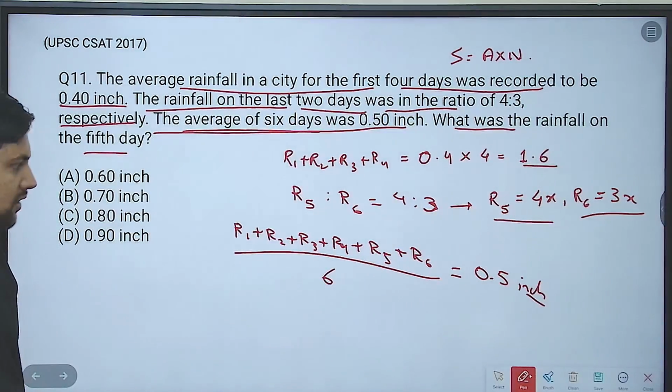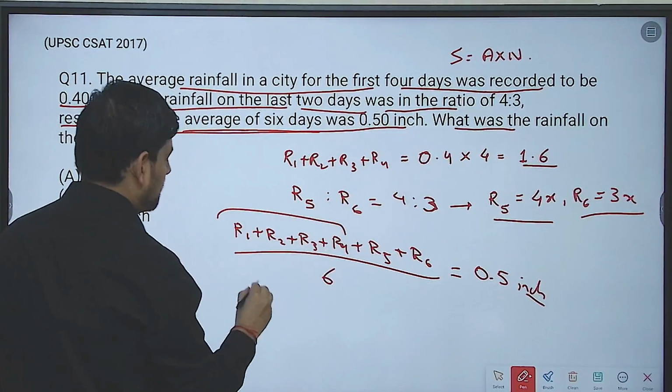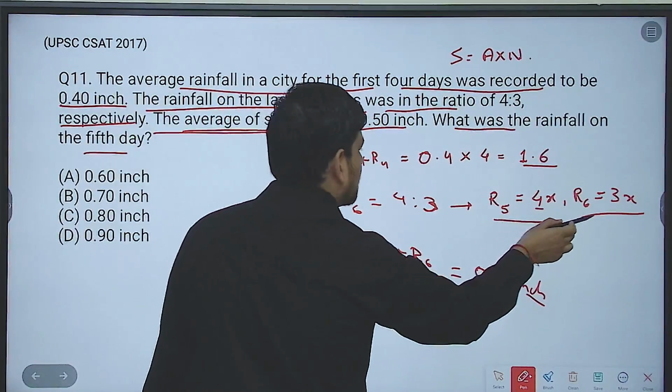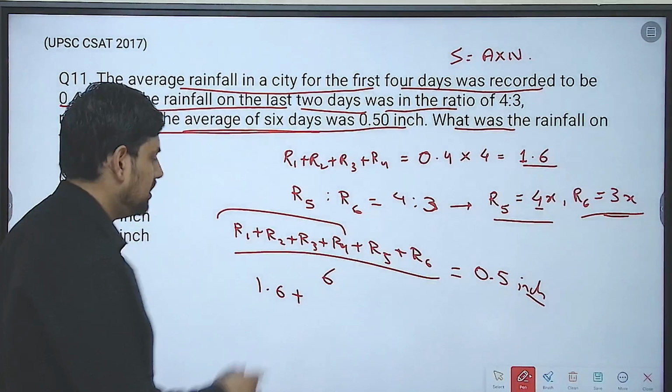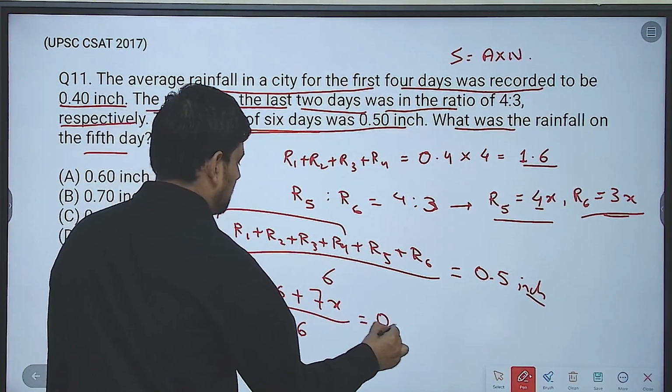Correct? This is given in the question. Now, this value is what? R1 to R4 is 1.6. 1.6 plus R5, which is 4x, and R6 is 3x. So 4x plus 3x is equal to 7x, divided by 6. So this becomes 0.5.